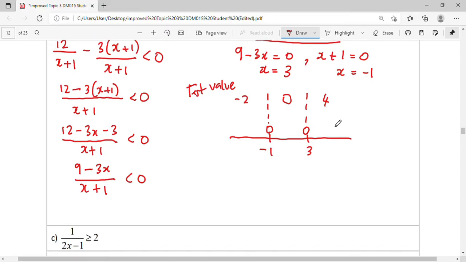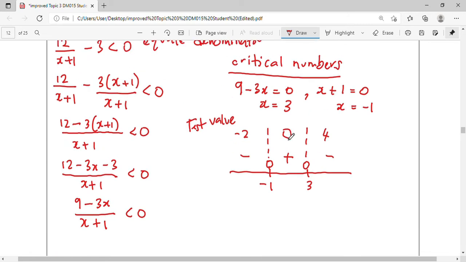That you will get negative for the left region, positive for the middle region, and negative for the right region. So which region should we choose? We need to shade it. To shade it, we refer to the inequality beside the function in the form of factors. The inequality sign is less than, and less than means negative.